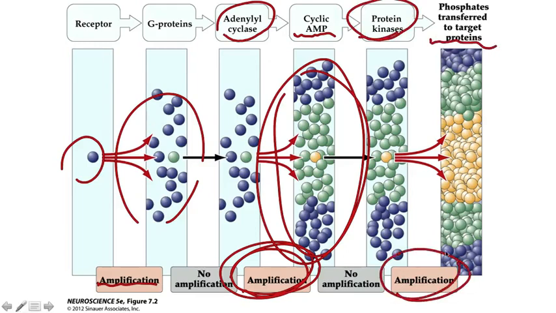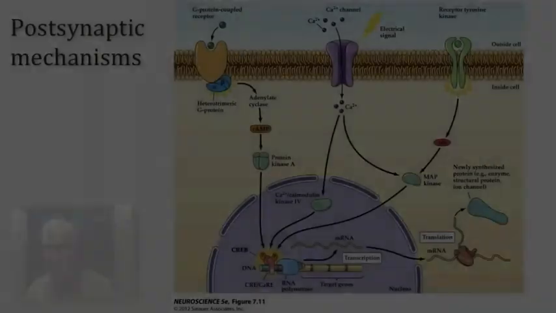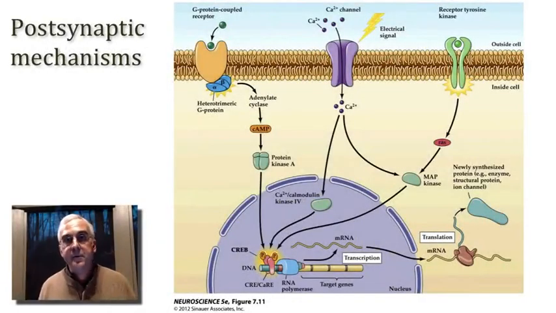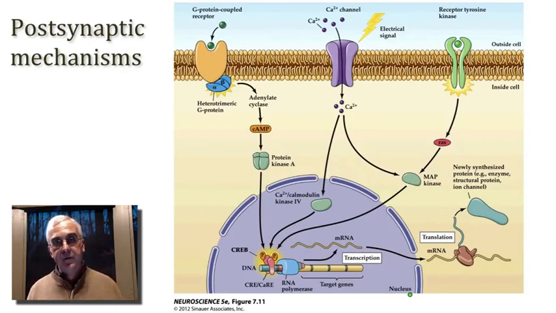So significant amplification is the end result of activating a G protein coupled receptor. G protein coupled receptors can not only activate conductances in the postsynaptic cell, they can also interact with transcription factors that can modify gene expression. And these kinds of interactions mediate the longest lasting effects of G protein coupled receptor activation.